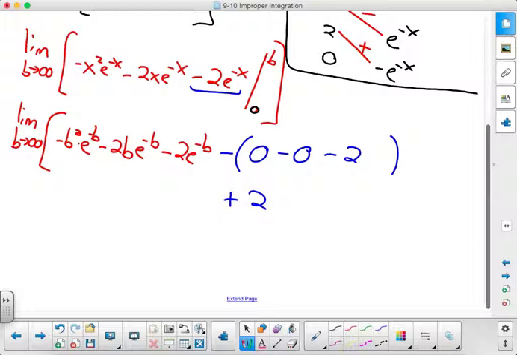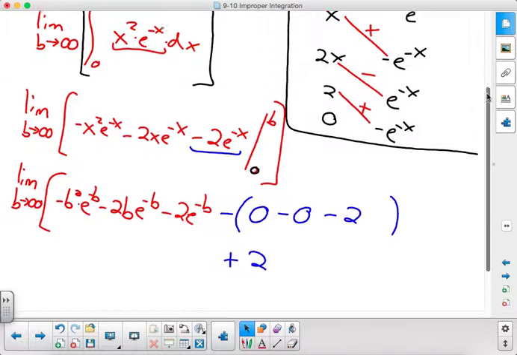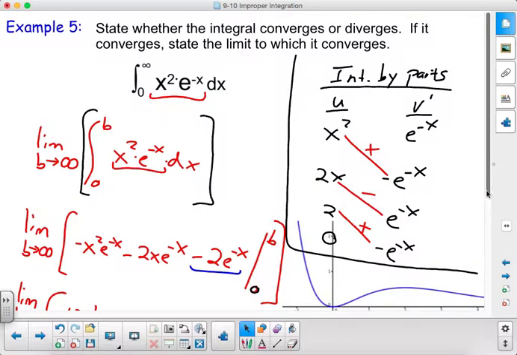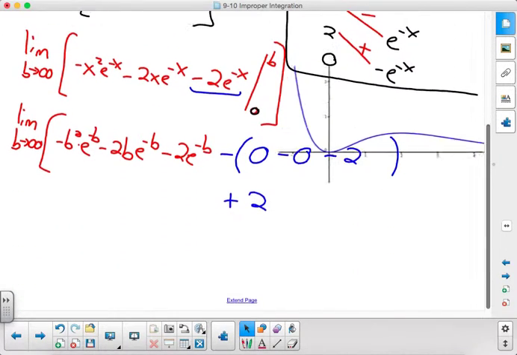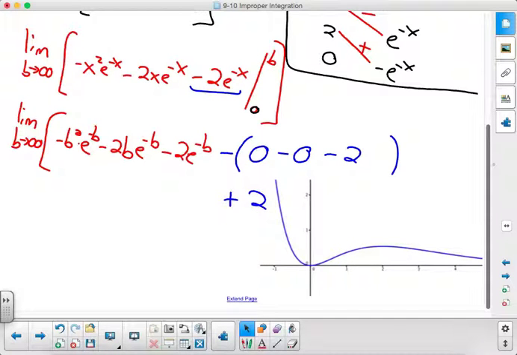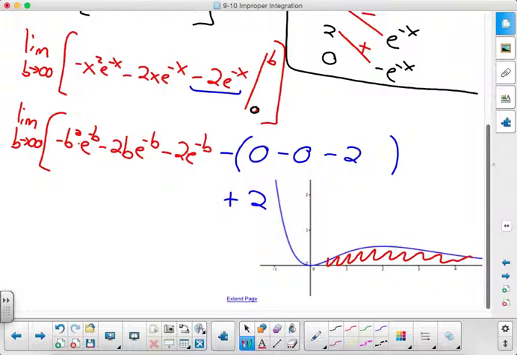If you look at the graph, let's go back. You want to see the graph? I think I put the graph on here somewhere. I'll bring it down here. So you want to see the graph? This is what the graph looks like. Do you think this would have a finite or infinite area? Maybe a finite. I'd argue there's a finite amount of area here.